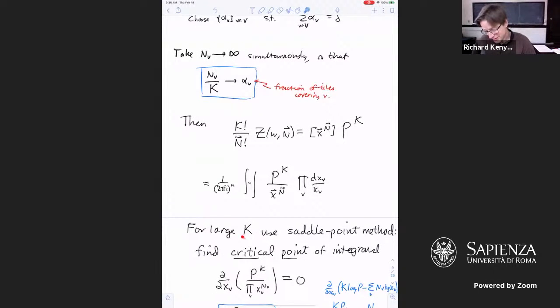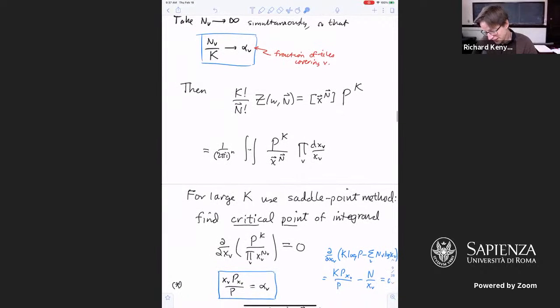Now for large k, a large number of tiles, we can evaluate this asymptotically using a saddle point method. I hope you're all happy with that. That's a standard technique for evaluating integrals when you have an exponent of a large constant, some function to a large power. And how does it work?